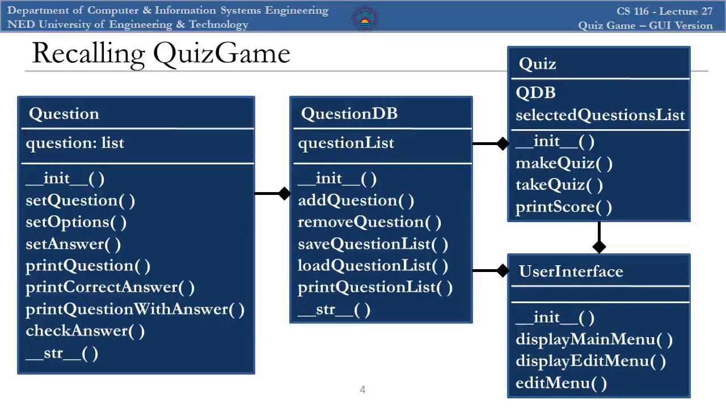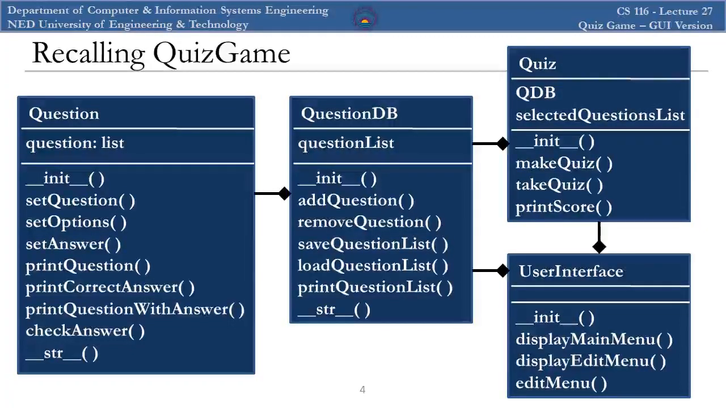Then we had another class, question DB. Question DB basically maintains a list of question type objects. So it has the ability to store that question list into a file and load any question list from any file whose link we provide in the code. And this class also provides options for manipulating that question list, like you can add questions to that list, you can remove questions from that list, etc. So basically this question DB class was using the question class. So the question class was part of the question DB class.